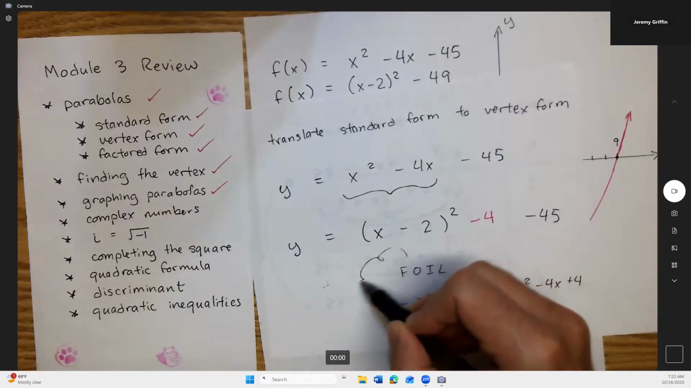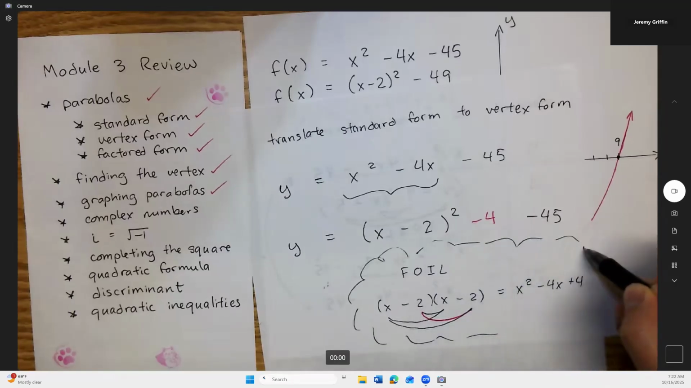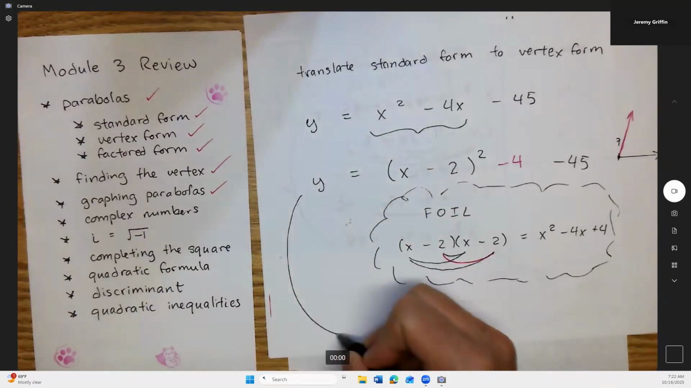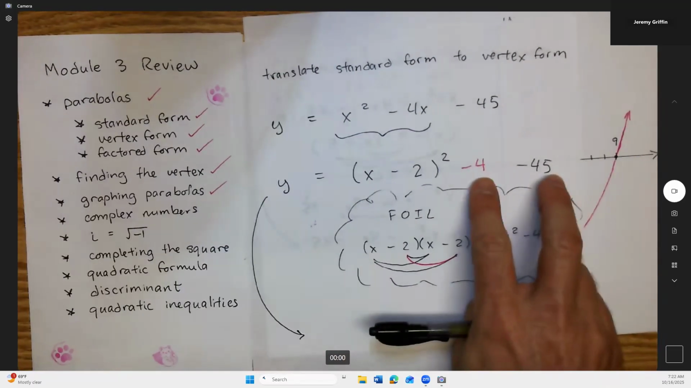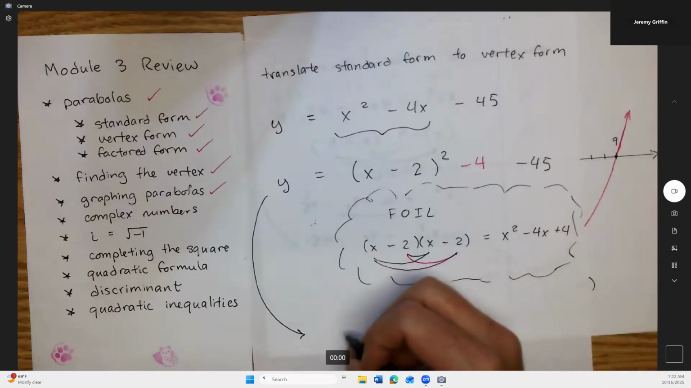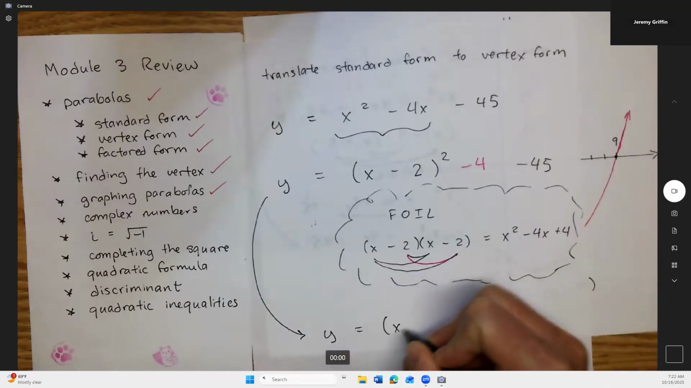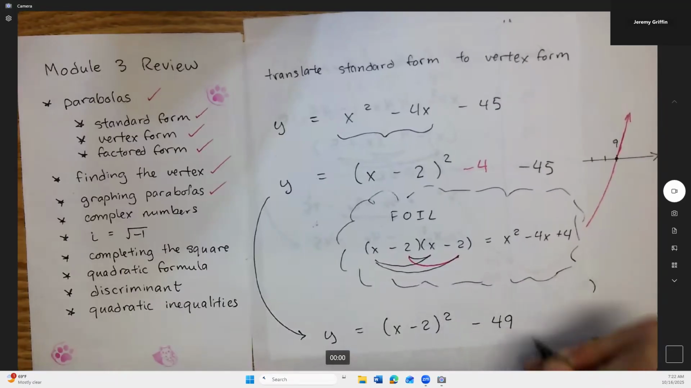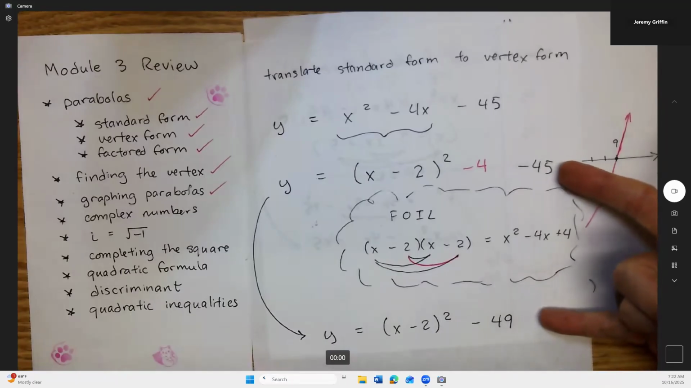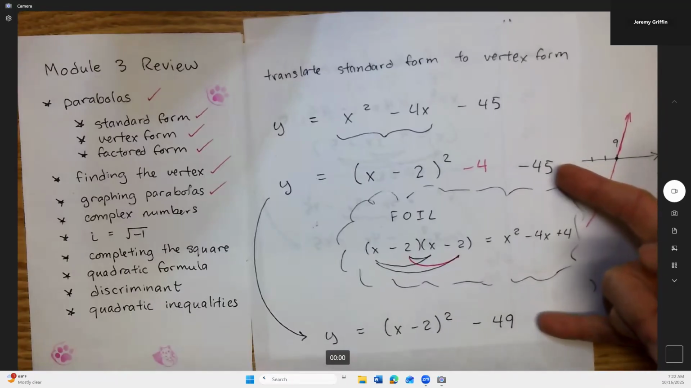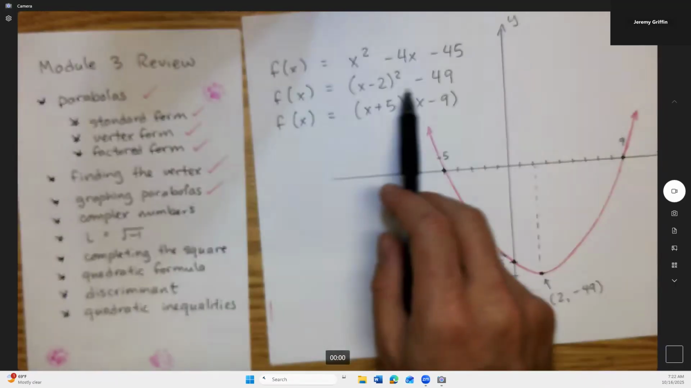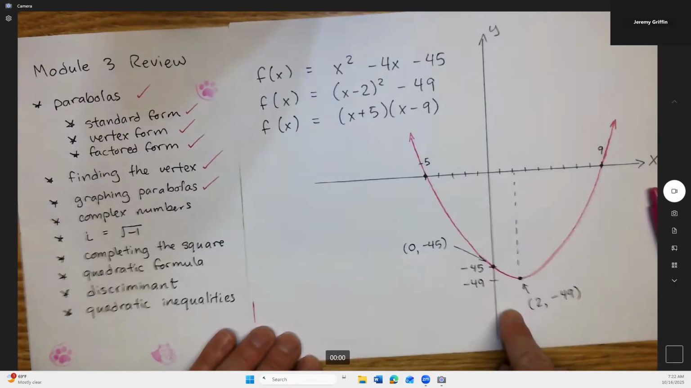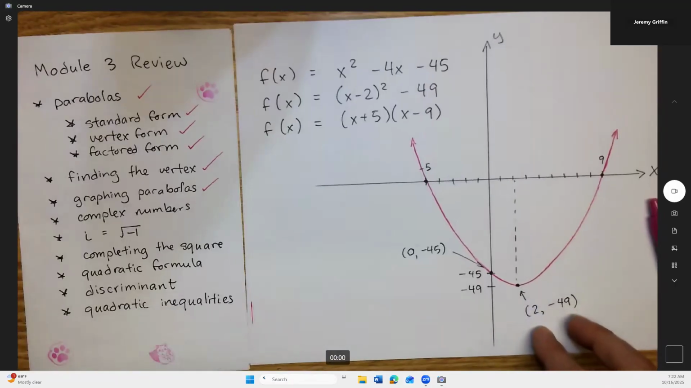Then continue on here, because there's one more step. All I have to do is combine the two constants, the minus 4 and the minus 45. Then it gives me y equals x minus 2, quantity squared, minus 49. Look at that right there. Minus 4 minus 45 gives me minus 49, which is exactly what my vertex form looks like. And of course, it immediately tells you the vertex, and we've gone through this multiple ways.